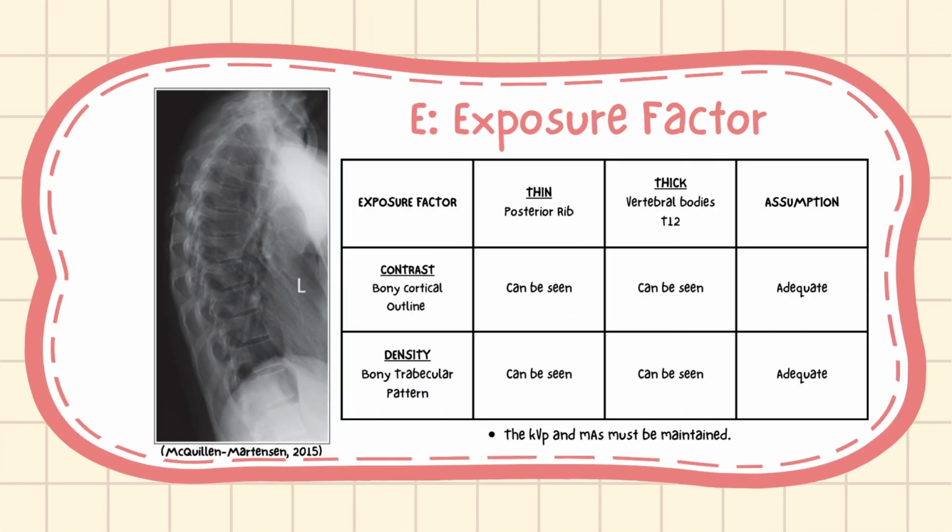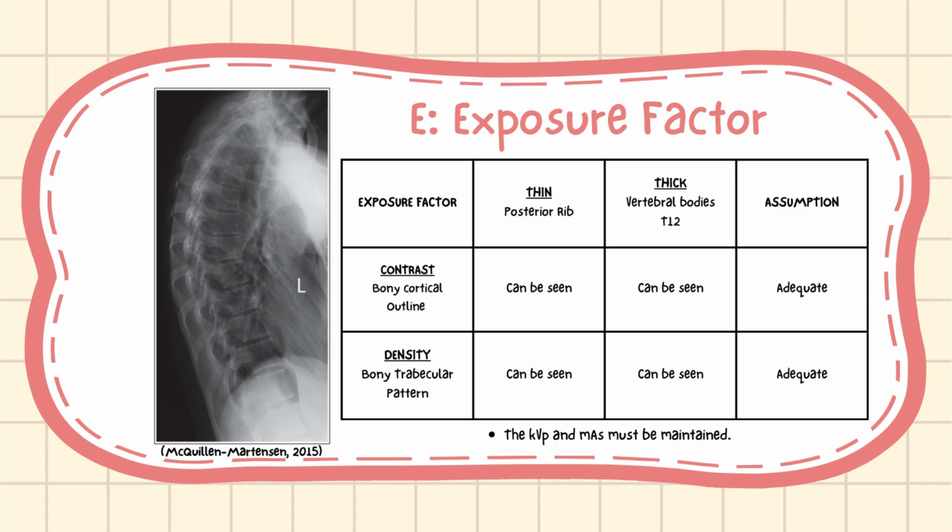Moving on to the exposure factor for this radiograph, the KVP used is adequate for penetration and radiographic contrast. This is because the BCO, or the bony cortical outline of the thin structure, which is the posterior ribs, can be seen, and the bony cortical outline of the thick structure, which is the T12 of the vertebral bodies, can be seen.